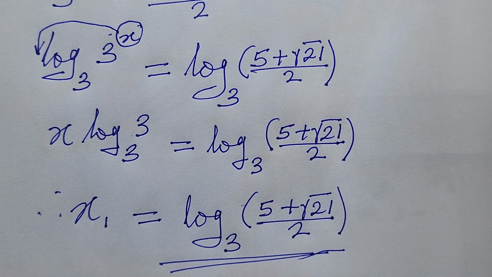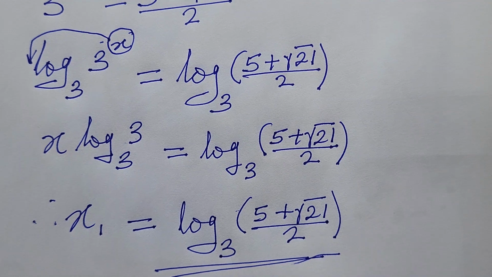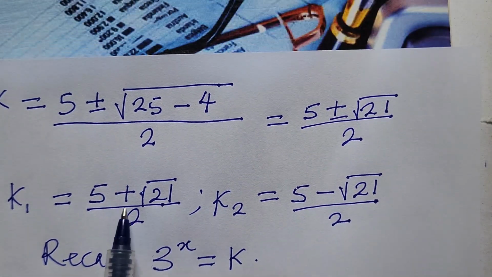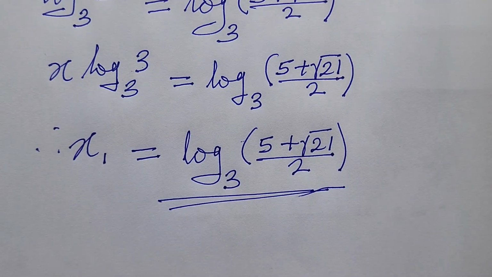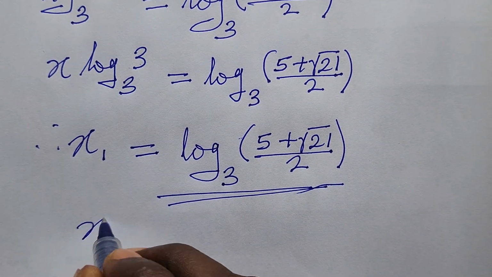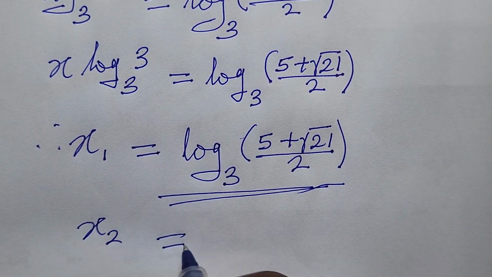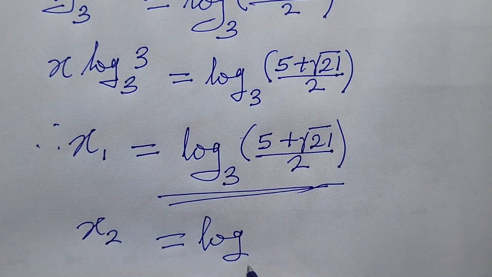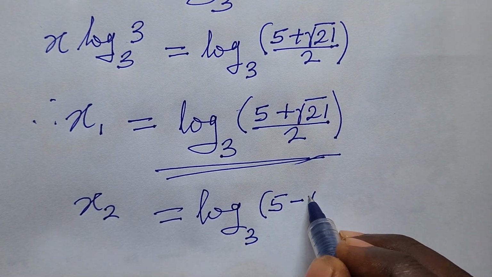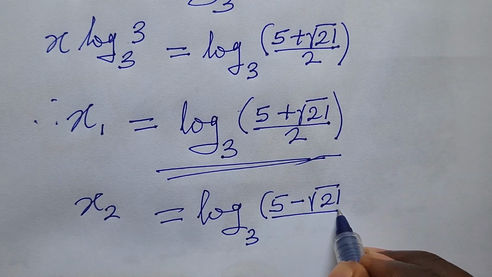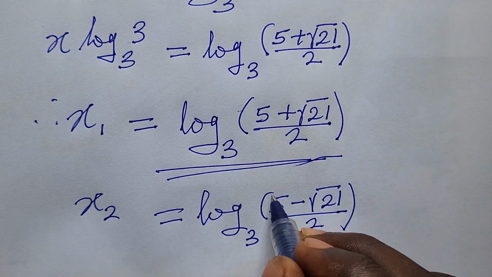Now for our x2, we're going to follow the same procedure. The difference between our x1 and x2 is just the sign we have in here. Here we have plus, here we have minus. So it's just to change the sign. Therefore, our x2 will give us log base 3 of (5 minus the square root of 21) all over 2. Close bracket.